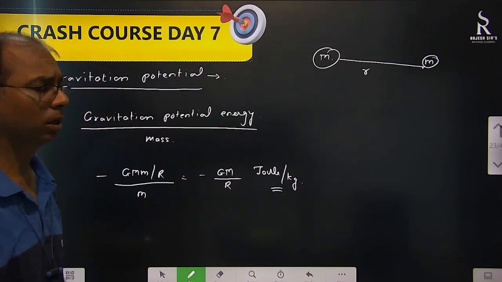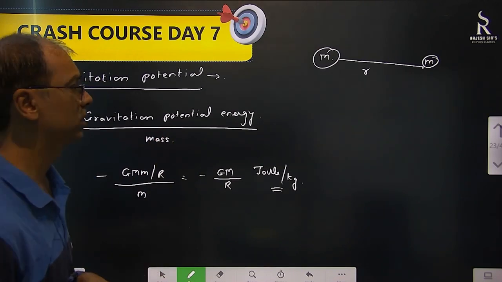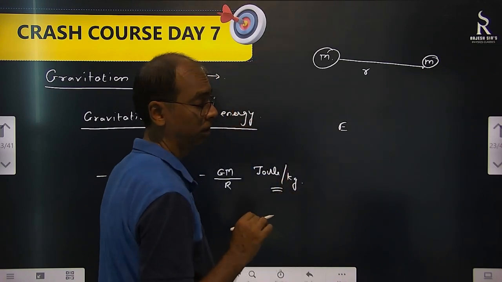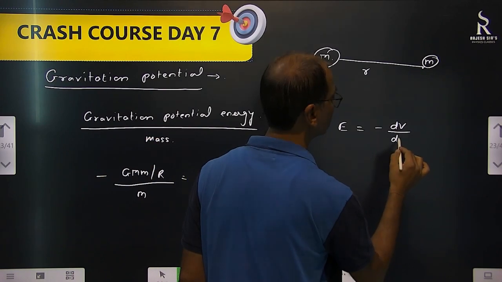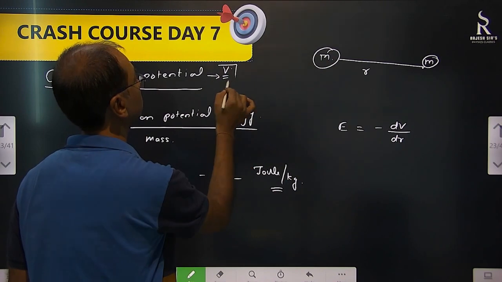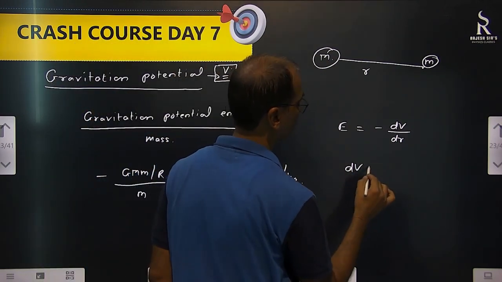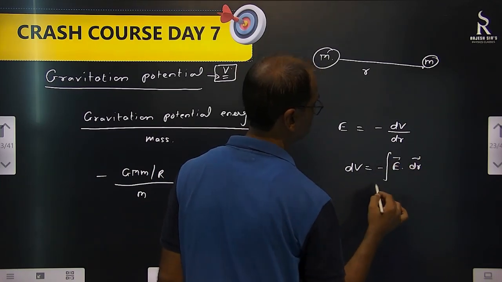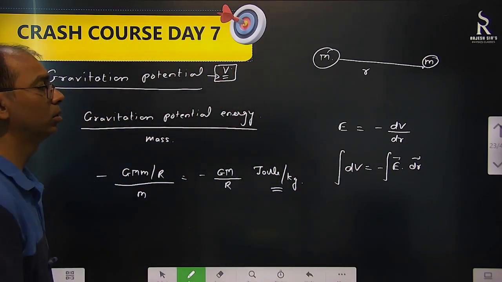Potential and gravitation field intensity, do they have any relation? Yes. What is it? E, which is gravitation field intensity, equal to minus dV by dr. What is this V? This is potential. E equal to minus dV by dr or dV equal to minus E dr. Same relations we use in electrostatics. Same are here. No change. E equal to minus dV by dr, dV equal to minus E dr.